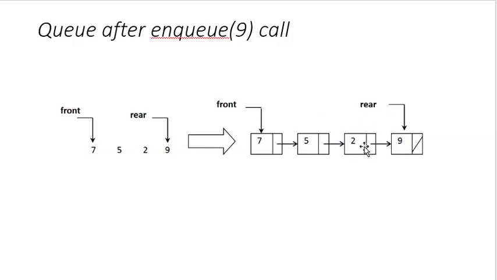First it was pointing to the 2, but as we insert the 9, we have to change the position of these pointers. The rear pointer will be for insertion of a new node, while the front pointer will be used for deletion. So we will change it. If now I call the function of deletion, the front pointer will then be pointing to 5.